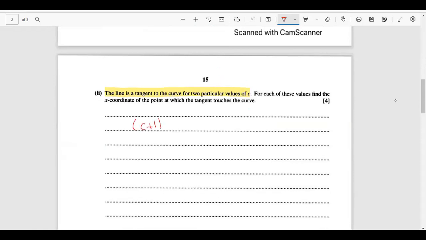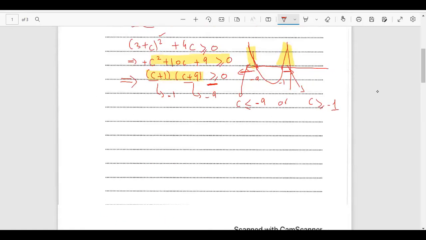C plus 1 and C plus 9 was greater than or equal to 0 for the previous part because of the condition. Now we would be having discriminant equals to 0, and after plugging in the values in the discriminant, this is what we would get. So this is equal to 0. And the two particular values of C are going to be C equals -1 and C equals -9. Again, I'll repeat. The line is tangent to the curve at two particular points. Only the condition has changed. So only the sign would change from this to an equal to sign. Every other thing is the same.